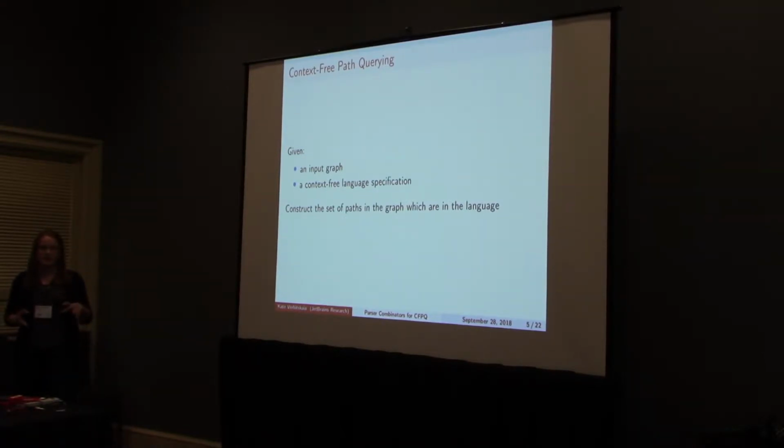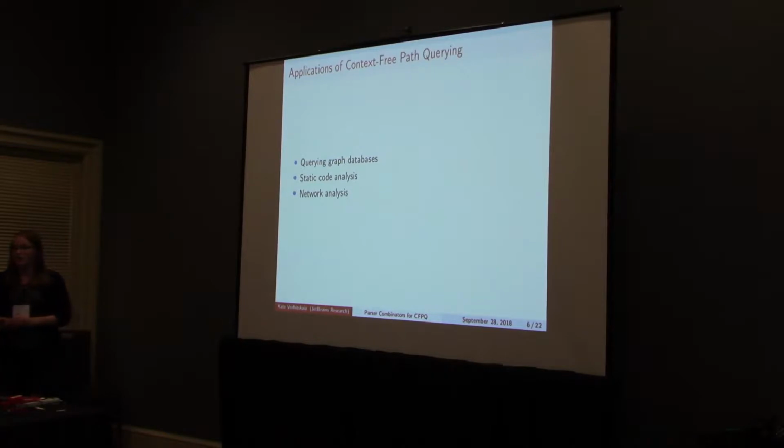Depending on the area of application, there may be some variation to this problem. We can ask for the existence of paths, or the set of all the paths, or just one single path which is in the language and in the graph, or maybe even ask for the abstract syntax tree for the strings which are these paths. It really depends on the area of application. And there are a lot of areas where we can formulate the problems in terms of context-free path querying. Of course, the most natural is querying graph databases. But we also can use it for static code analysis, social network analysis, or even bioinformatics.